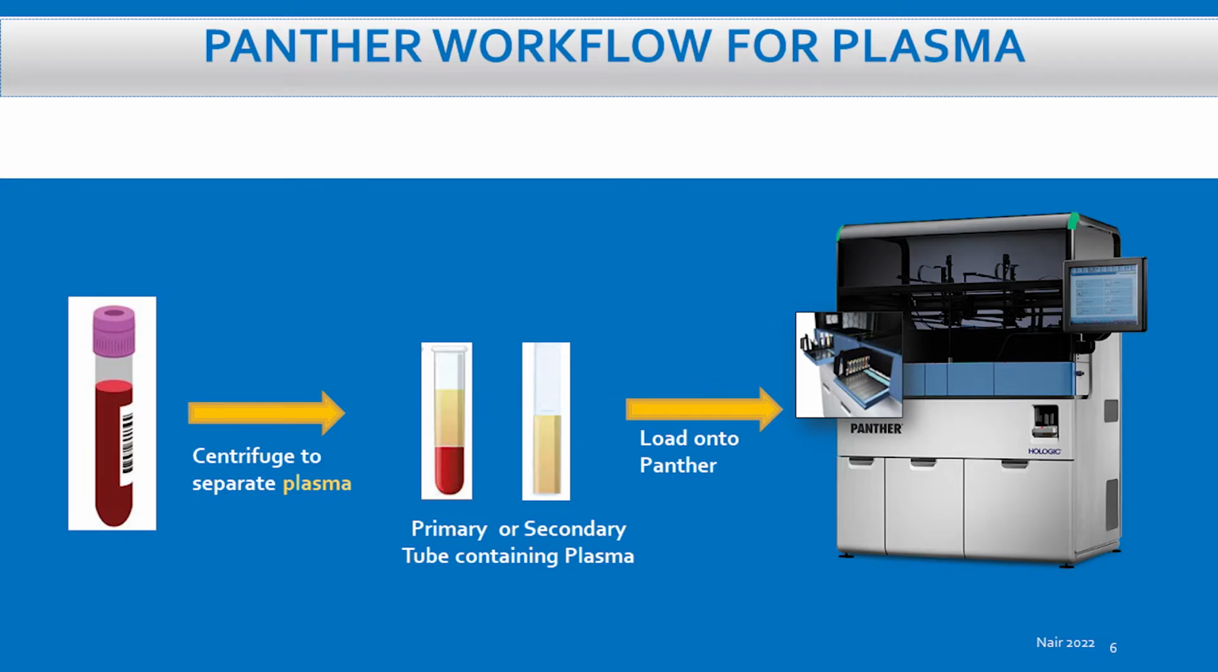Now, when you talk about the workflow on Panther, you can collect whole blood using either EDTA tubes or the plasma preparation tubes. These tubes can be centrifuged, and the same primary tube with the blood pellet at the bottom and plasma on top can be loaded onto Panther for testing. If you so wish, you can also transfer it to a secondary tube. The benefit of using the Hologic secondary tube is that it permits you to use as little as 700 microliters per test for running on the Panther platform.